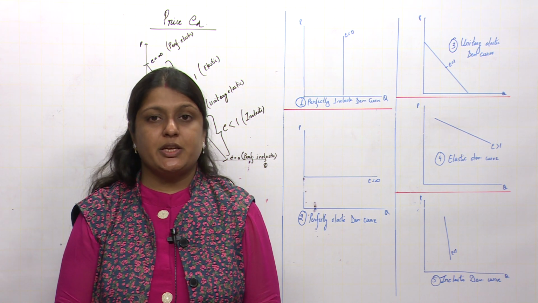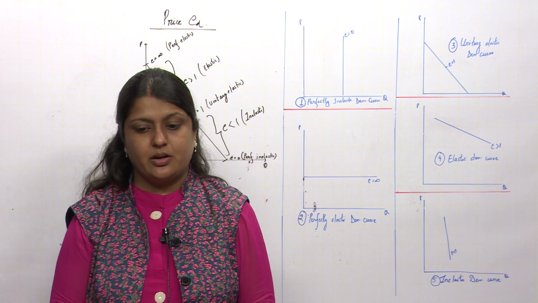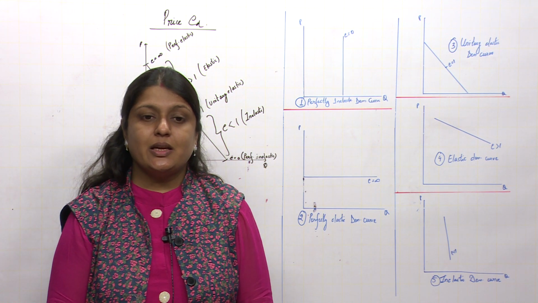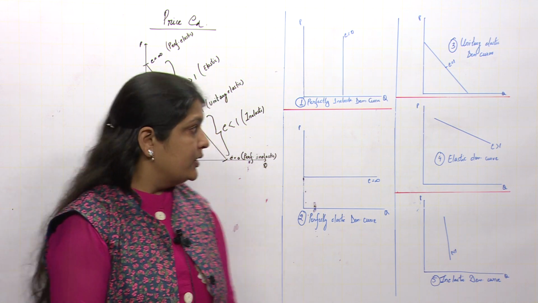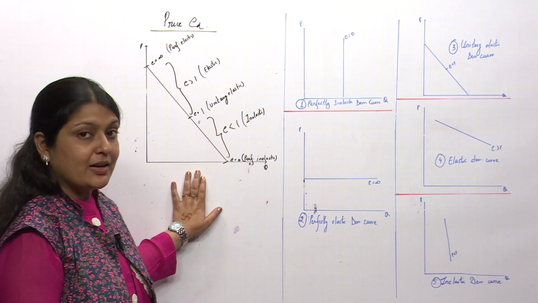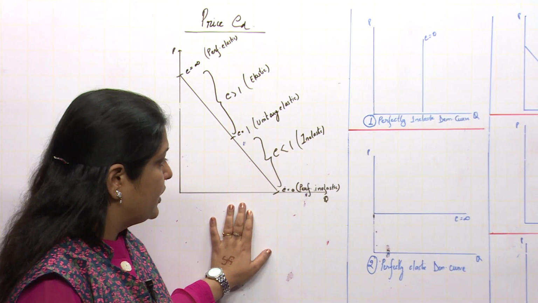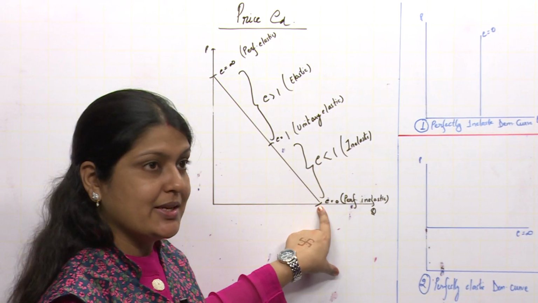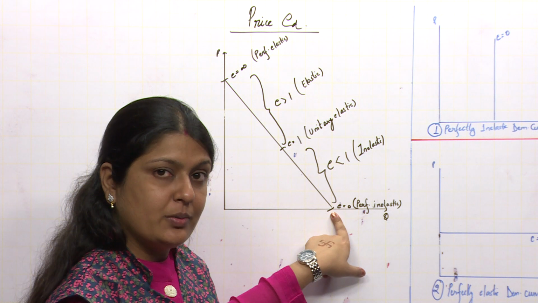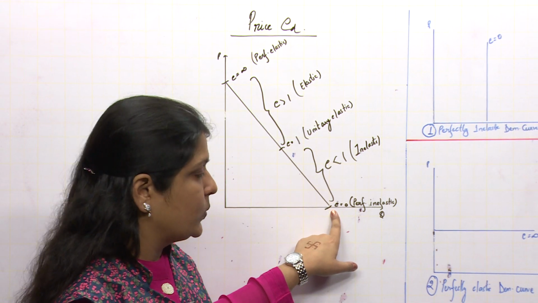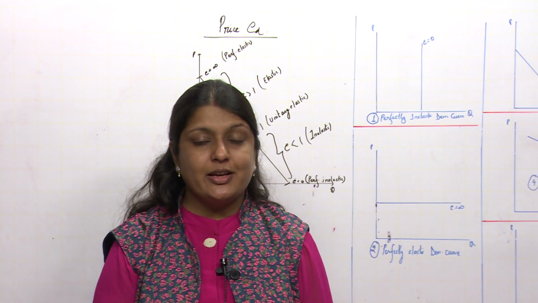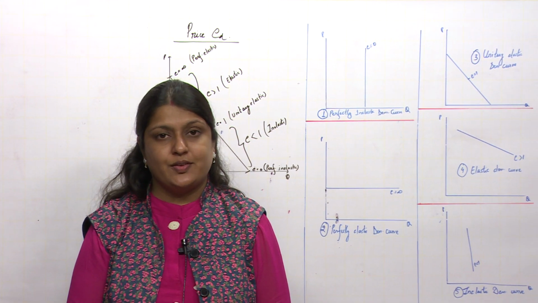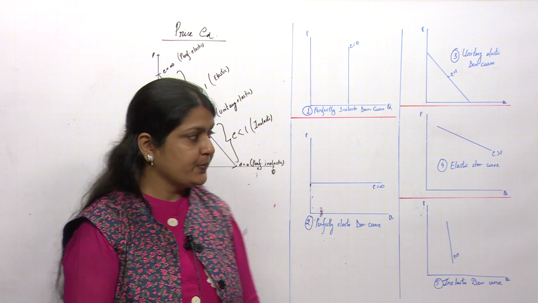Let's do the interpretation of this price elasticity of demand. Price elasticity of demand at various points on the demand curve is different. So let's see, if we have a downward sloping demand curve, on the x-axis we have elasticity of demand equals to 0, which means that quantities demanded do not change with a change in price.